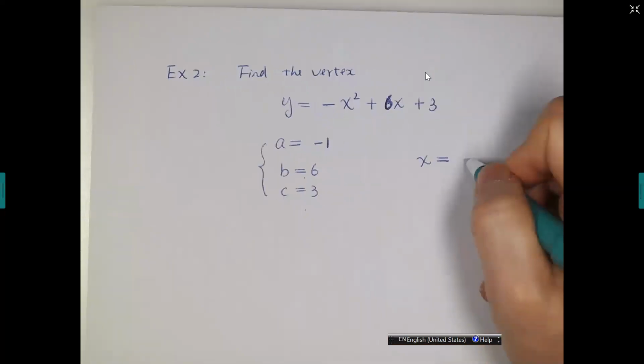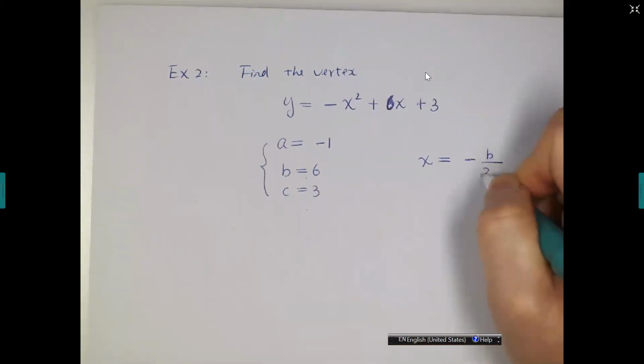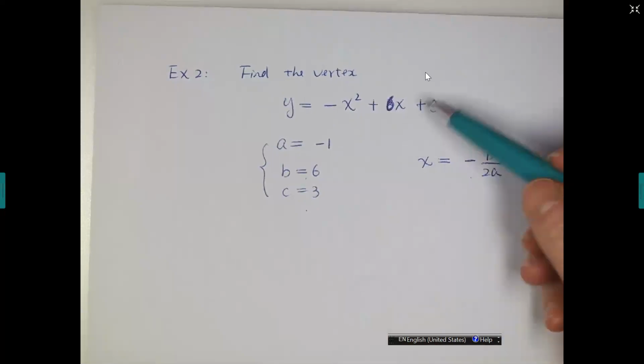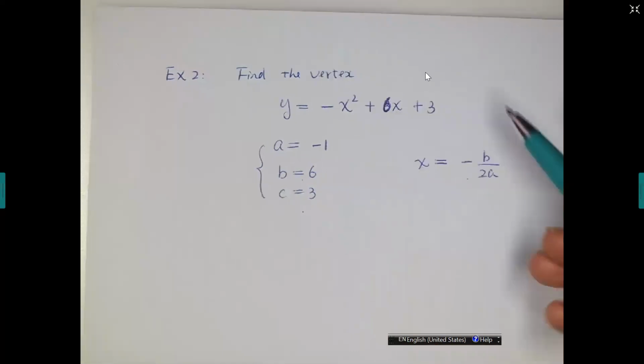X equals -b over 2a. Okay, this is the recipe. You really don't have to derive this by yourself, you just need to learn how to apply this recipe. Write this down. Then plug a and b into the formula.